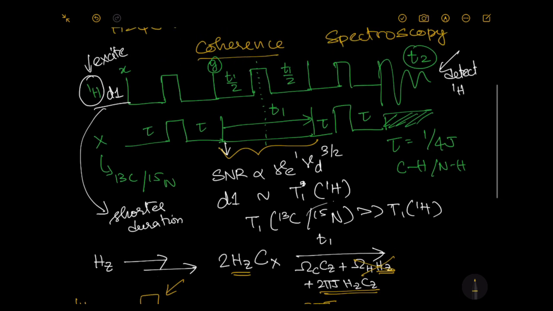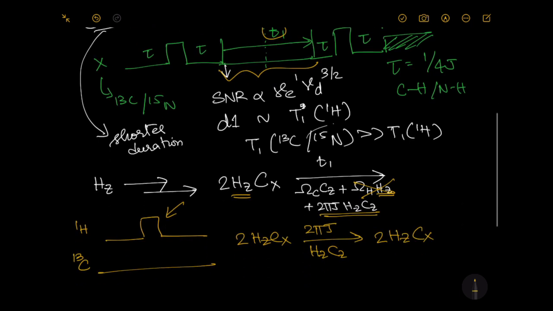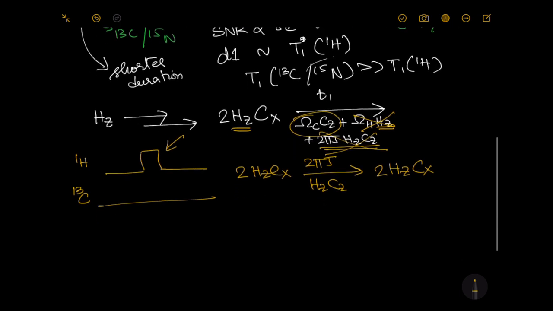So this 180-degree pulse achieves the purpose of decoupling in the F1 dimension. Since you're measuring chemical shifts on the T1, this will help you get decoupling in the indirect F1 dimension. And following this, what you end up understanding is that only the chemical shift of carbon ends up evolving.